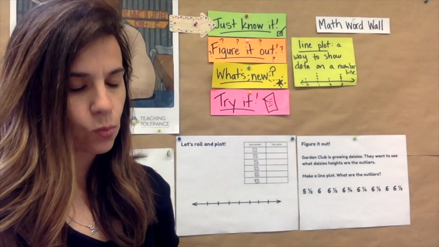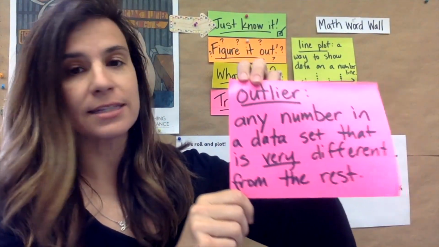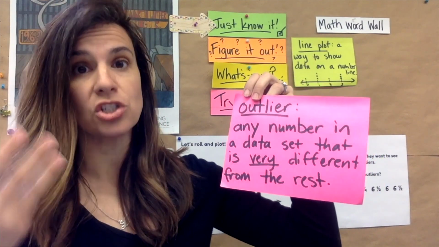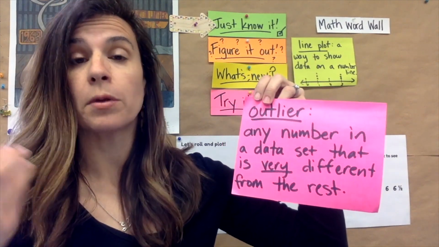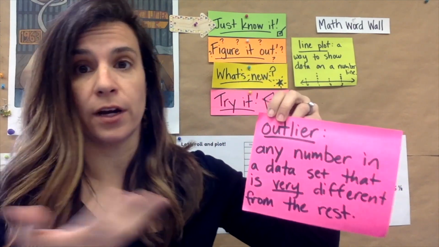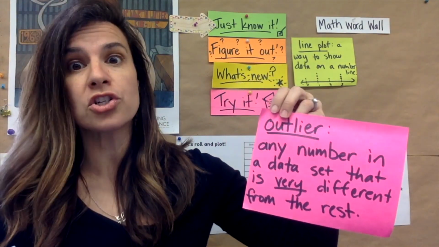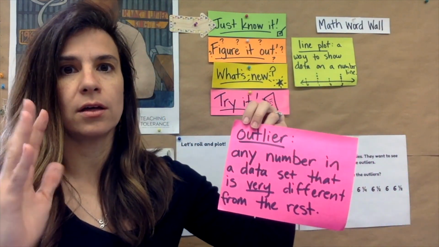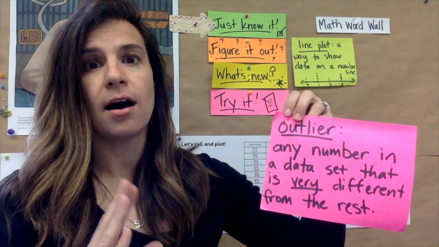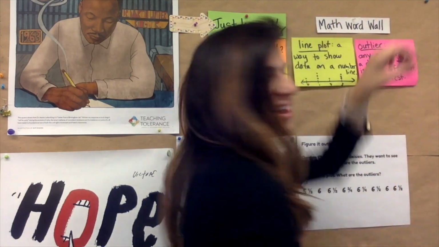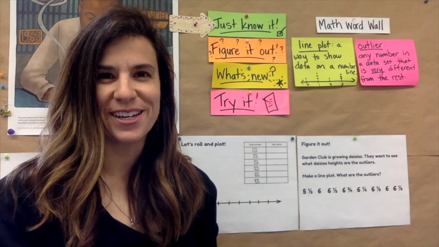And the second word I want you to know today is outlier. So on our number line, when we look at that line plot, any numbers that are very different, so very much larger or smaller or away from the data set, those are called outliers, and we're going to look at those today. All right, so let's move on to figure it out.